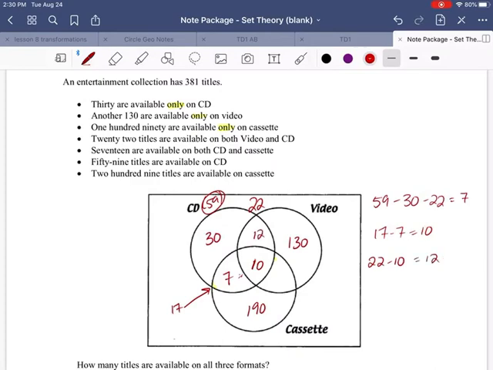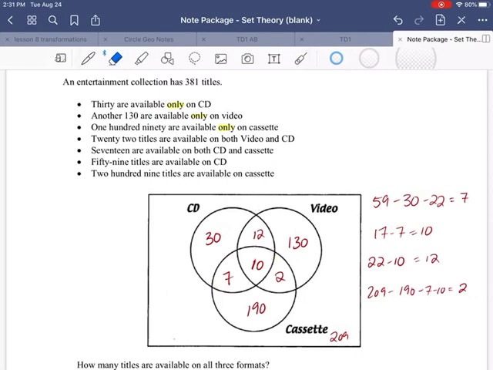And the last section we've got to deal with is this little part here, okay? And you can approach that using the cassettes or the video stuff for information. So let's use the cassette. It's got 209 in total. So 209 minus 190 minus 7 and minus 10, that middle section, leaves us with 2. Okay, just going to clean this up a little bit. Get rid of that, get rid of that, so as not to confuse ourselves.